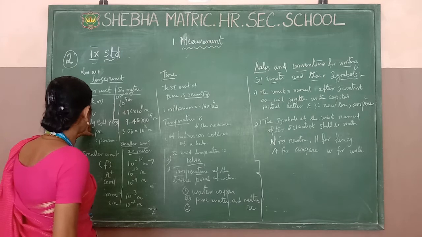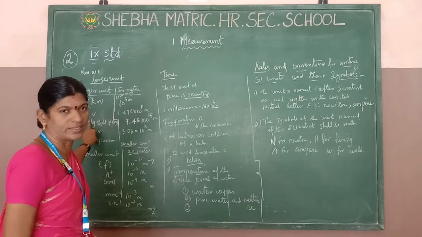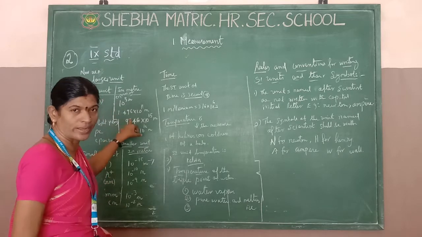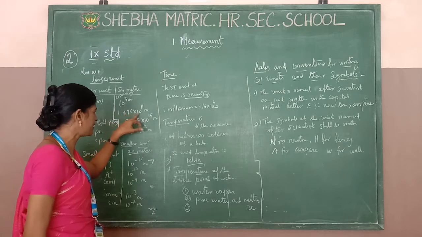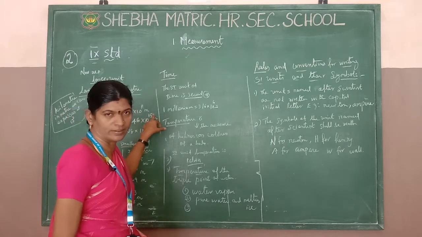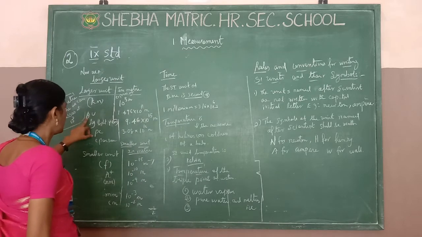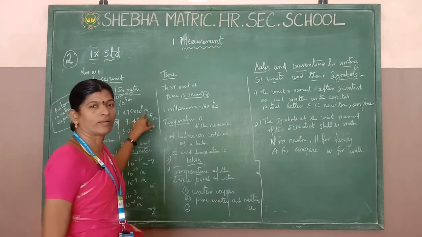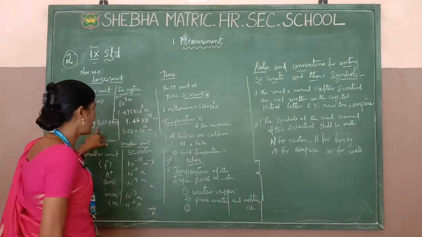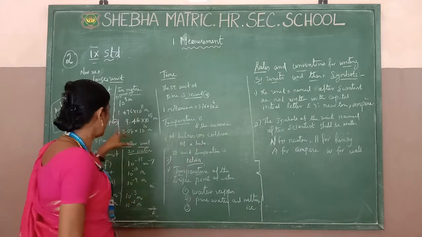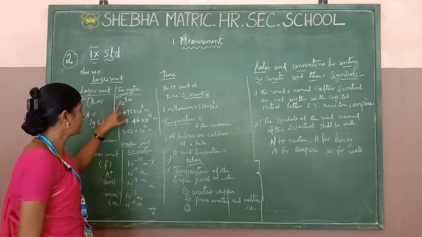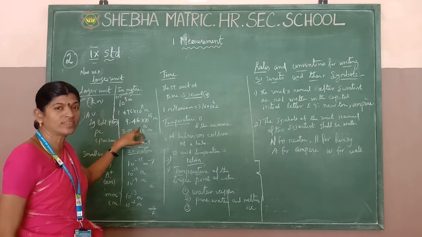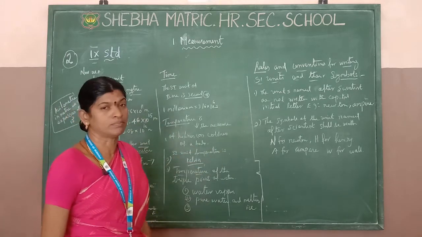Next, AU means astronomical unit. Last class we studied AU. AU means astronomical unit, 1.496 into 10 power of 11 meter. Once again, astronomical unit, 1.496 into 10 power of 11 meter. Next, LY. What is the meaning of LY? Light year. How is it converted to meter? 9.46 into 10 power of 15 meter.